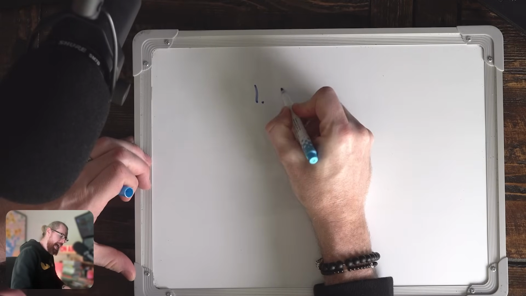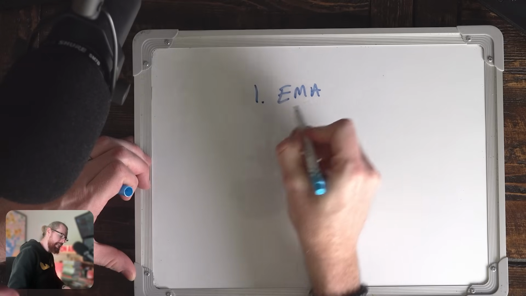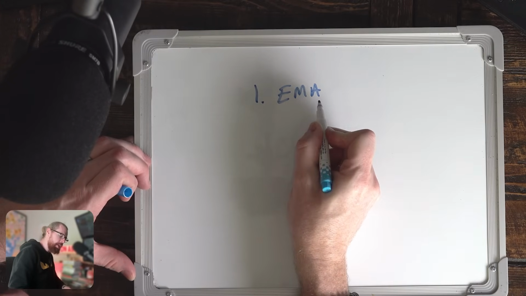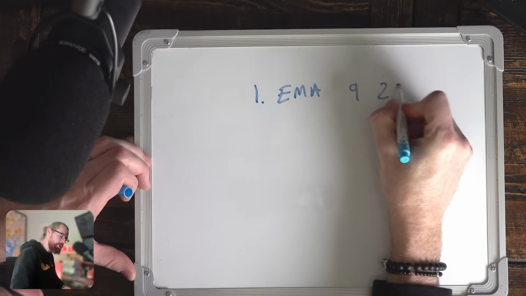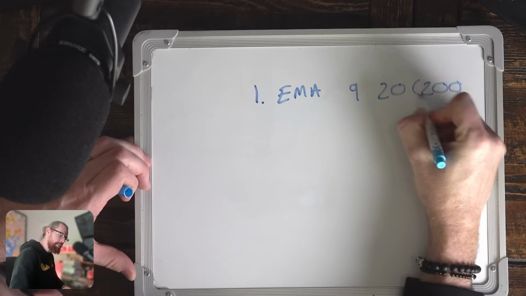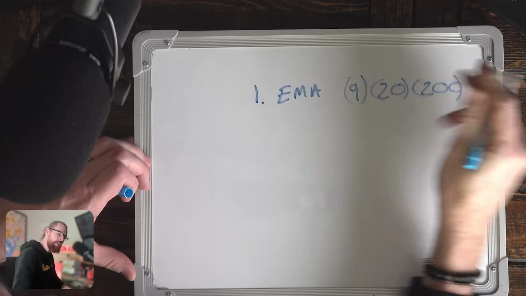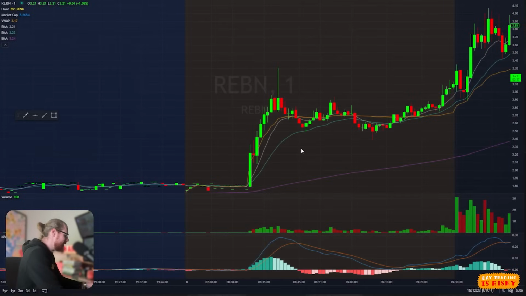So number one, I have EMAs. EMA stands for exponential moving average, and I use the 9, the 20, and the 200. These are the moving averages that I'm using on my charts. And so the 9 is a gray line right here. The 20 is a blue line right here. And the 200 period moving average is this magenta line that's further down.